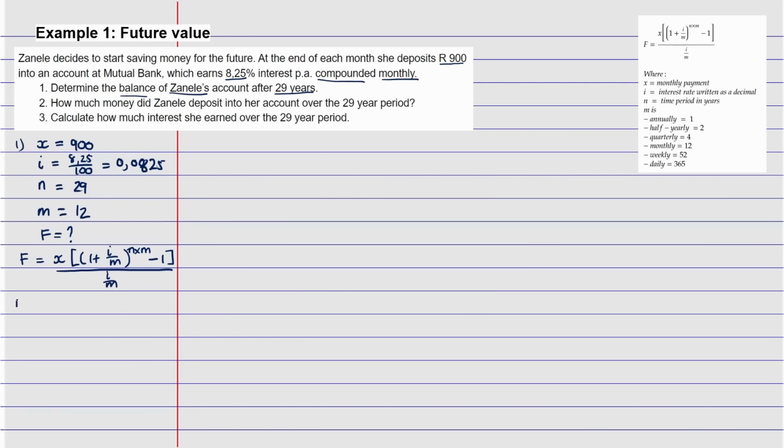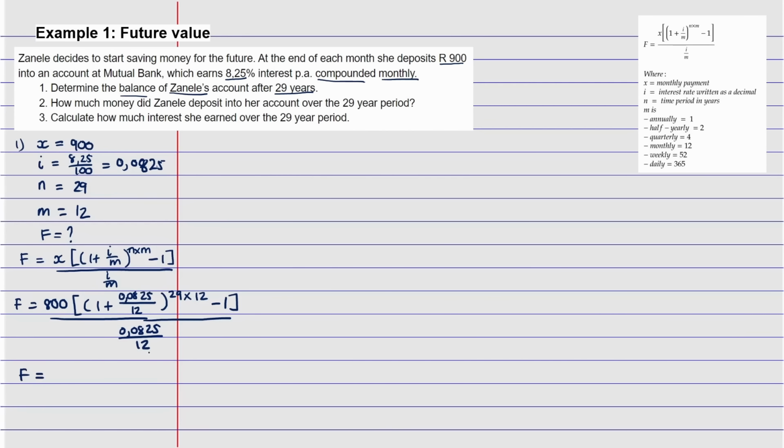So now let's substitute everything. It's going to be 900 here, then open bracket 1 plus our I, which is 0.0825, divided by 12, to the power 29, which is the number of years, multiplied by 12, and that's going to be minus 1. And that whole thing is going to be divided by 0.0825 divided by 12.